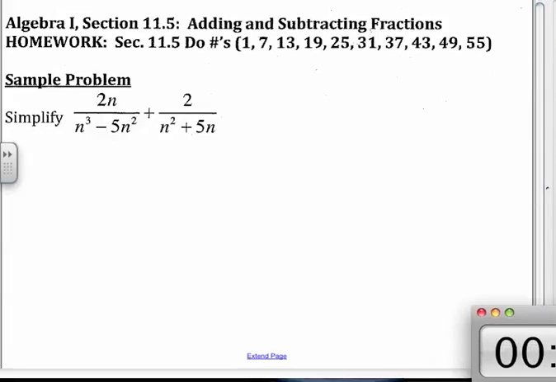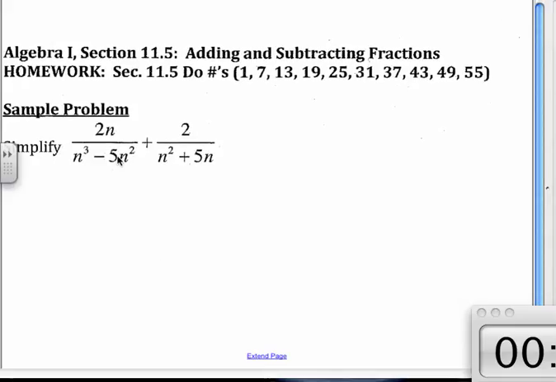Okay, guys, adding and subtracting fractions. Now, we've been finding common denominators so that we can add and subtract fractions, because to add and subtract fractions, we have to have common denominators, all right? So, the very first thing I'm going to do is find the least common denominator. And to do that, I need to factor.